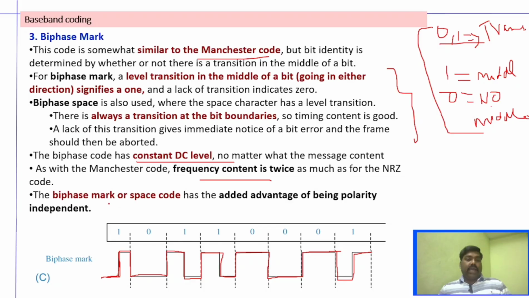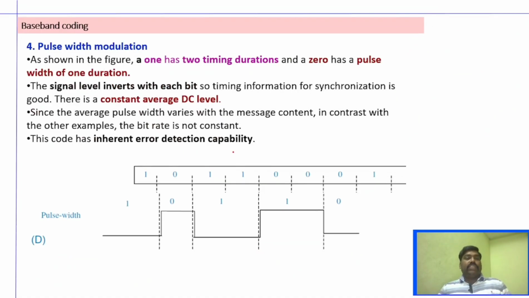Biphase mark can also be called a space code. It has the added advantage of being polarity independent. Even if you invert this particular code, it will remain the same. That is polarity independence. And we will see the next one, which is pulse width modulation. This is the last technique.